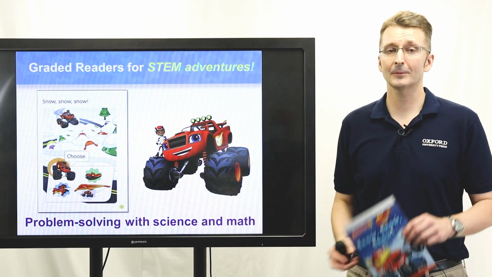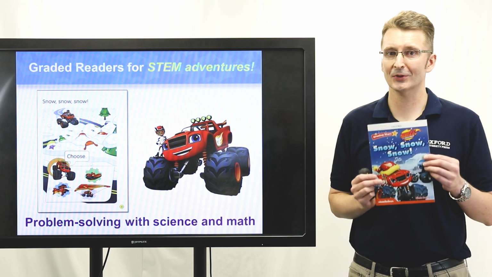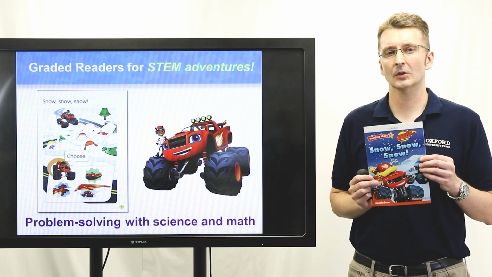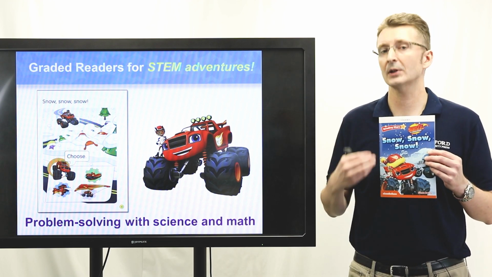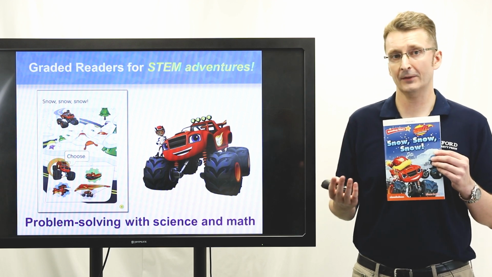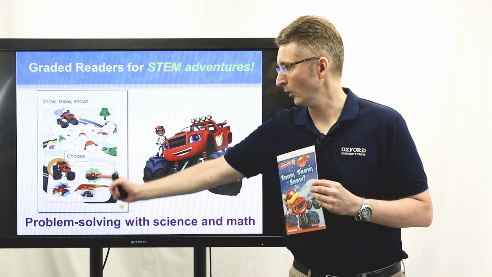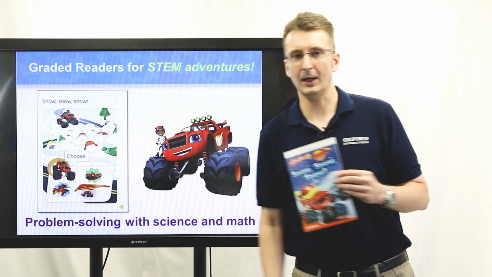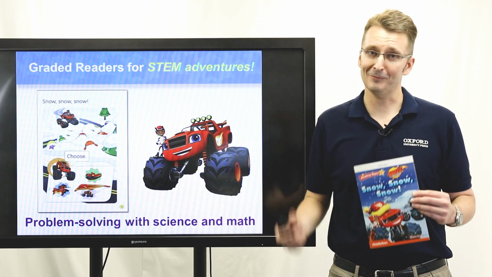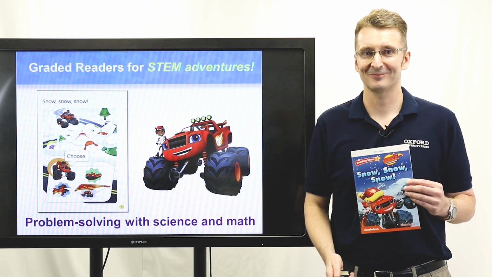In this example from Level 1's Snow, Snow, Snow, which kind of vehicle should Blaze transform into to clear away the snow and help find the other cars? Should he transform into a glider, or a boat, or a snowplow? Well, you can see for yourselves.